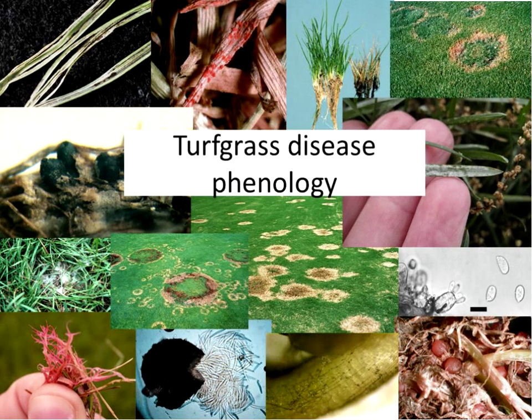Thanks, Tom. Welcome. So hopefully everyone can hear me all right. Mic's on and everything. My topic today is turfgrass disease phenology, which basically just means the time of the year that you see different turfgrass diseases. Turfgrass diseases can be tricky to figure out, and you need to do that in order to figure out how to manage them or prevent them from happening in the first place. The best trick for doing that is to look at the time of year you're seeing the problems on your turf and use that as a clue to figure out what the problem might be.